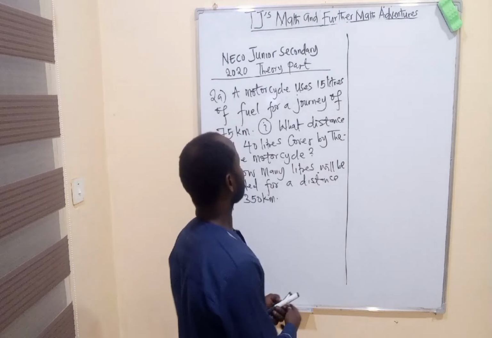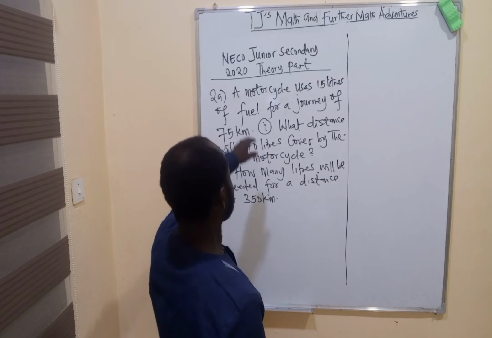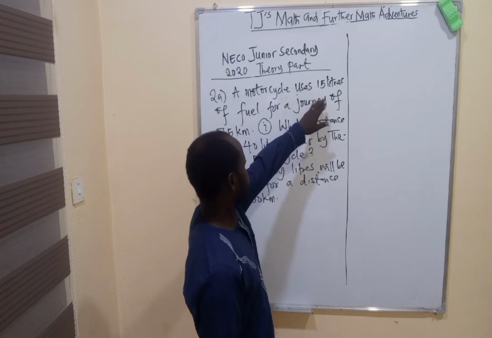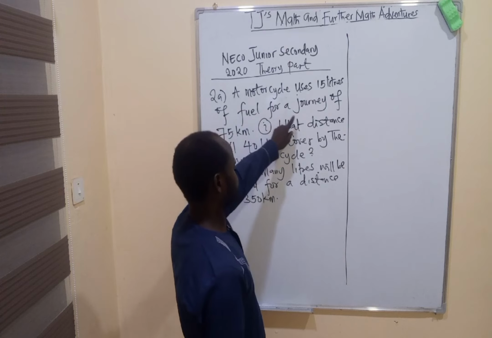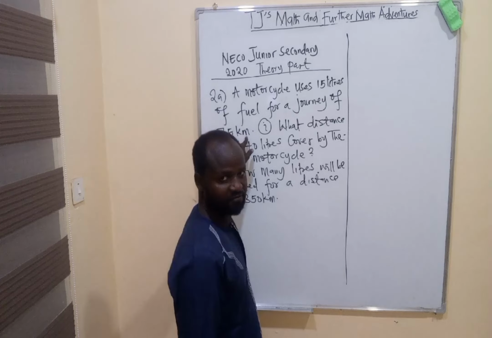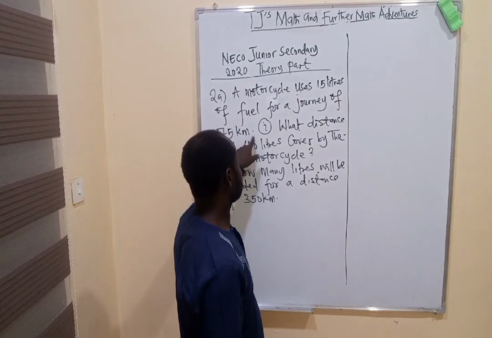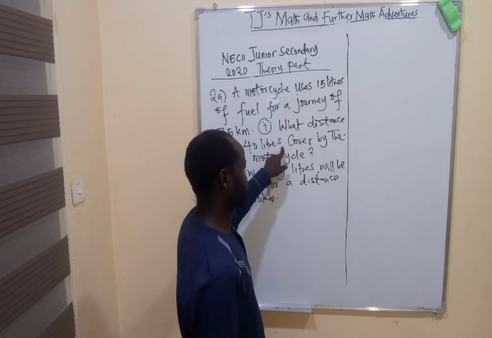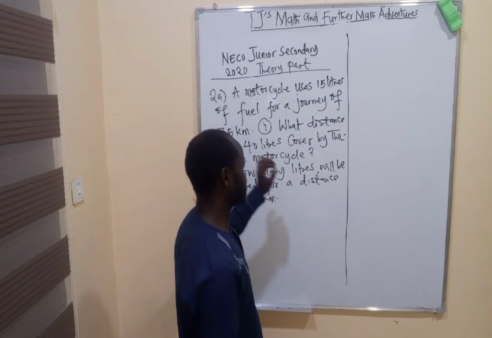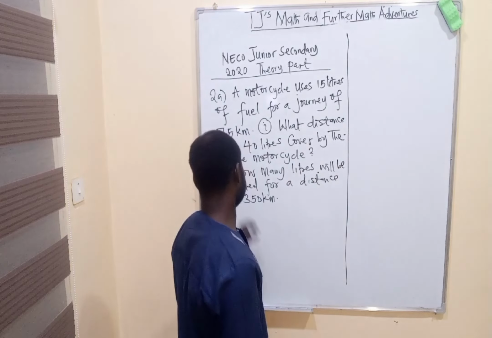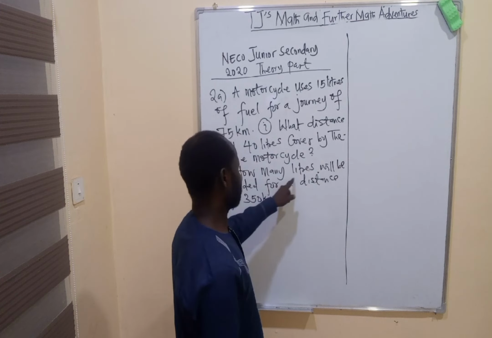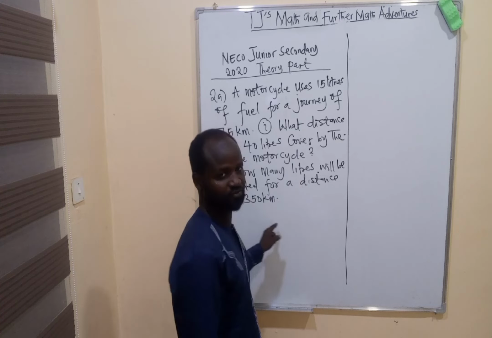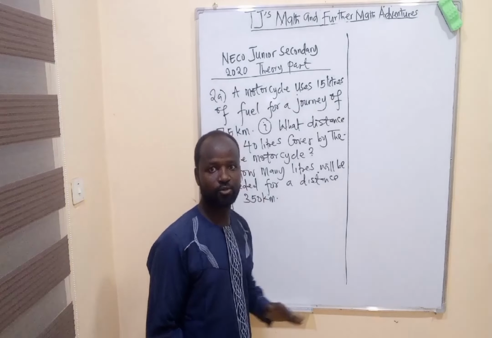Okay. The question reads: a motorcycle uses 15 liters of fuel for a journey of 75 kilometers. The first question: what distance will 40 liters cover by the same motorcycle? Question number 2 under that: how many liters will be needed for a distance of 350 kilometers?